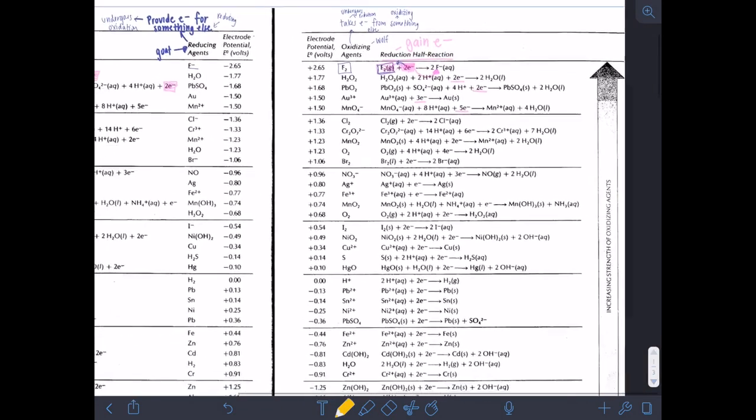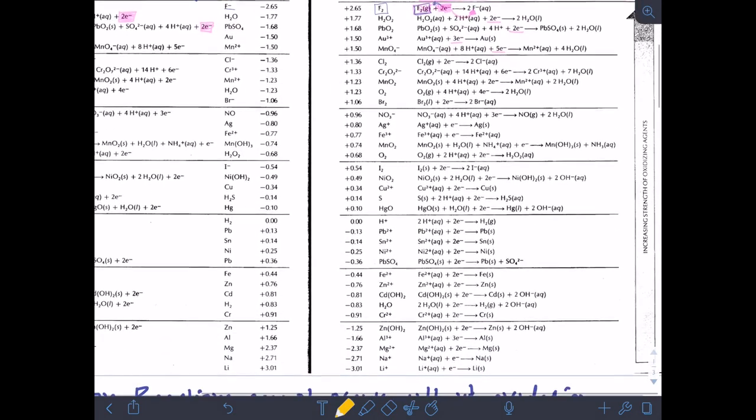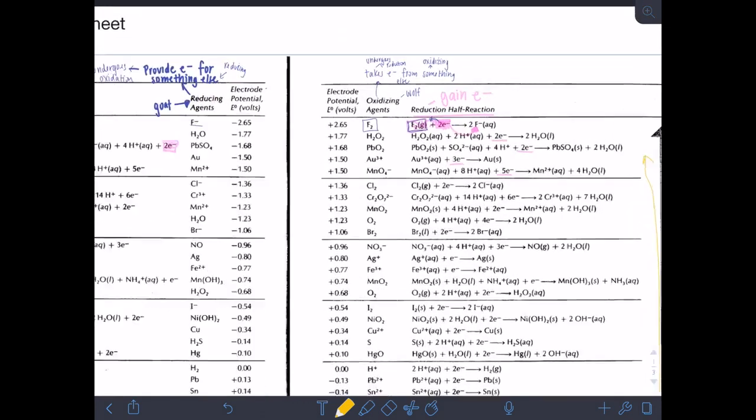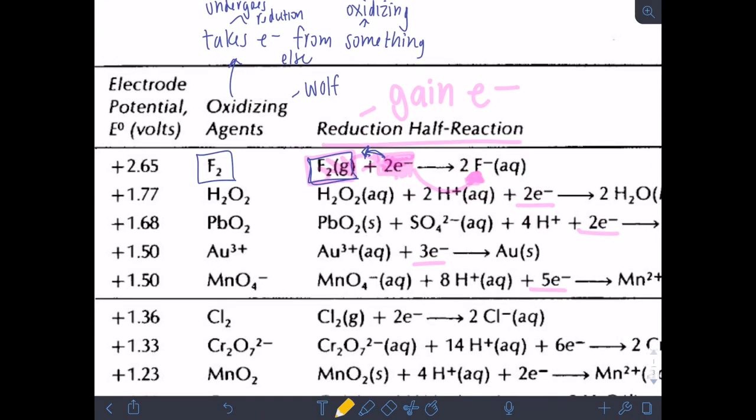And the same thing for the oxidizing agent, except for the oxidizing agent increases as it goes up. So the strongest oxidizing agents are at the top. So it's very favorable for F2 to become F-.